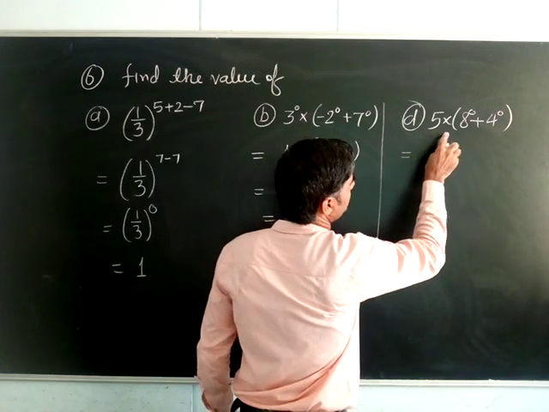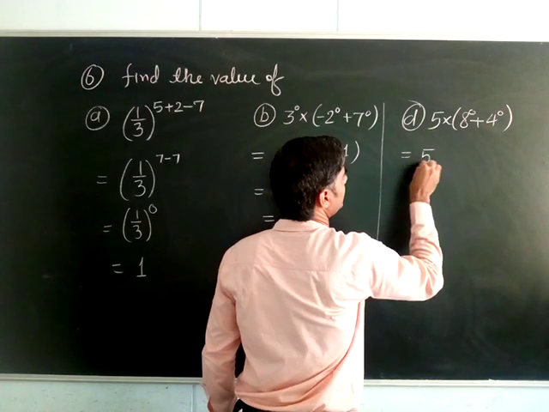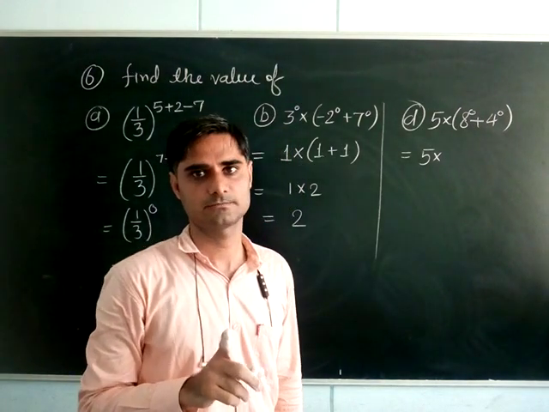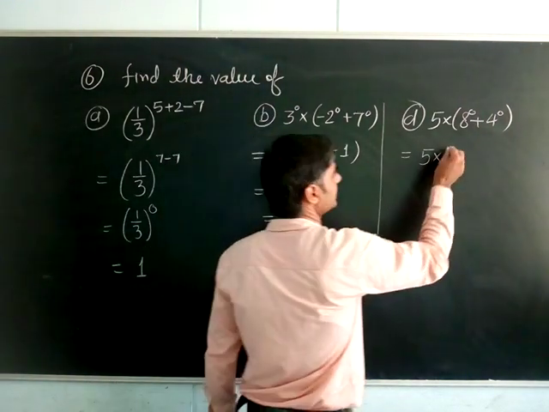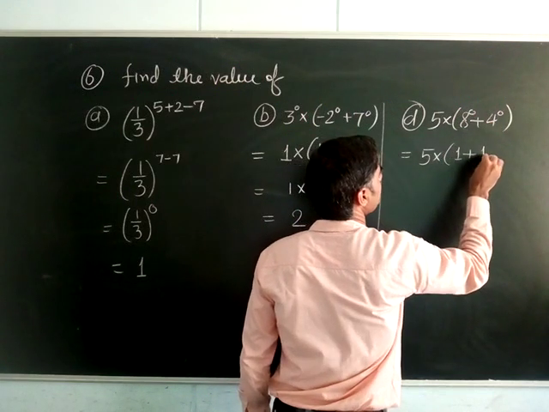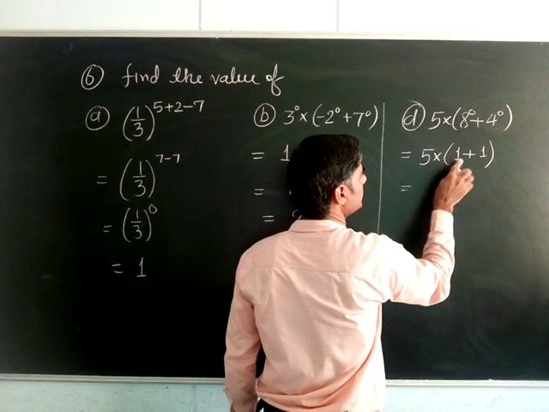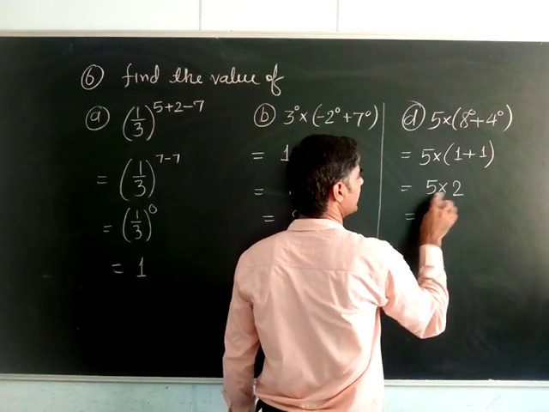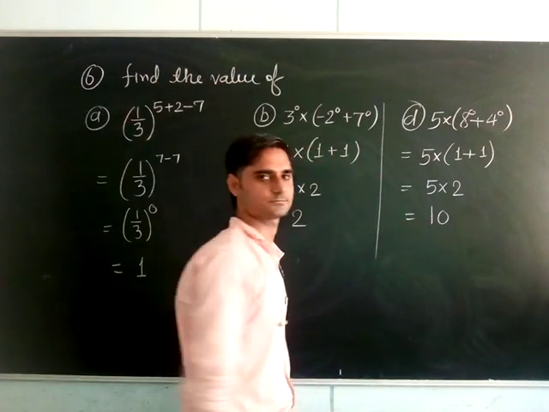So 5 multiplied by 8 power 0. So can you write here 5 multiplied by, first solve the bracket. Okay, so first solve the bracket: 8 power 0 is equal to 1, plus 4 power 0 is equal to 1. This will be equal to 1 plus 1 equal 2. So 2 and 5 is 10.